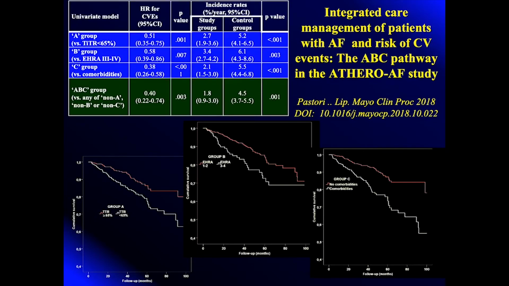anticoagulation control. This was a warfarin-based cohort, so good anticoagulation control doing significantly better than poor anticoagulation control. For the B, we looked at EHRA score for symptoms, so those with no or mild symptoms, EHRA score 1 to 2, doing significantly better than those with poor symptom control. And for the C criterion, those with cardiovascular comorbidity management doing significantly better than those who did not have the appropriate comorbidity optimization. The best outcomes, however, with having all three, the ABC compliant compared to non-ABC compliant.